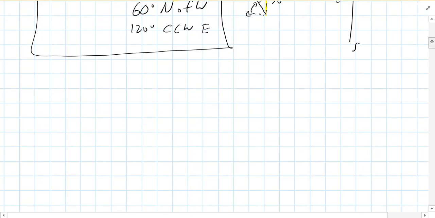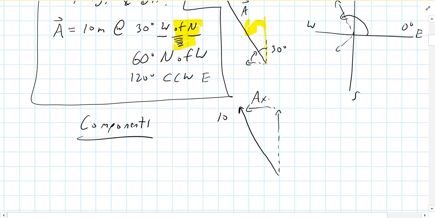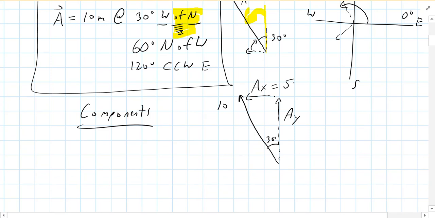Another way you can represent vector A is with components. If I redraw this triangle, that's 10, and I'll draw this and this. The horizontal one we can call AX, and the vertical one we can call AY, and this angle here is 30 degrees. AX would be the opposite leg, so it'd be sine, so 10 sine 30, which would be 5. And AY would be 10 cosine 30, which, if you write that in a calculator, is approximately 8.7.